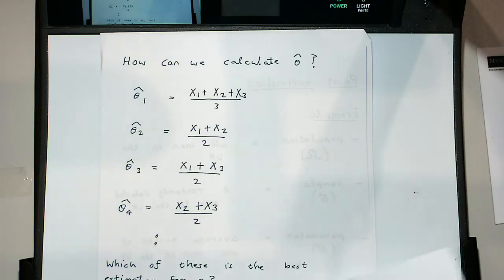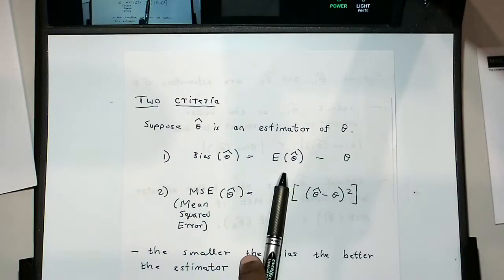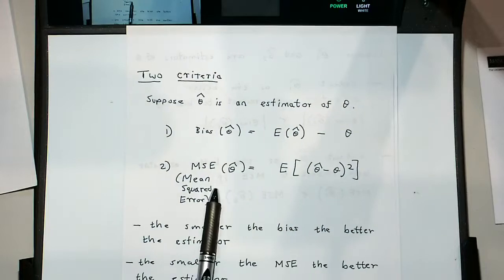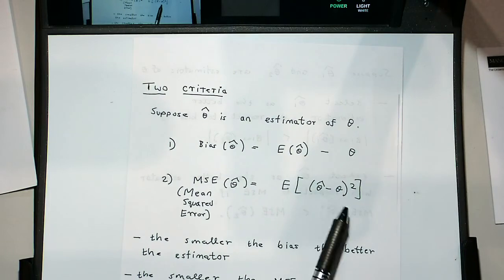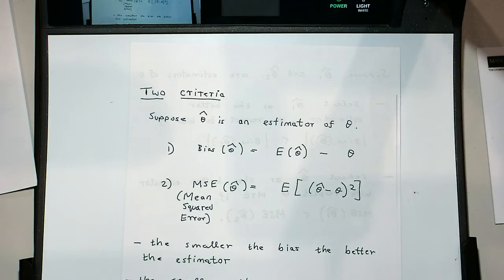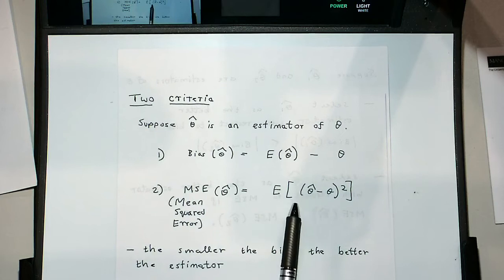And this is where we need to introduce two criteria. The first criterion is known as the bias, and is defined as this. And the second criterion is known as the MSE, or the mean square error, and is defined as this. Now, an estimator that gives the smallest possible values for these two criteria is the best estimator. So the smallest possible value for bias is 0. And similarly, the smallest possible value for MSE is also 0. Right? Okay? All right, guys? Okay.